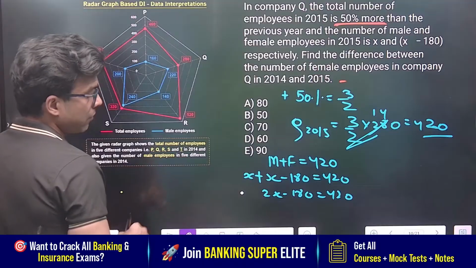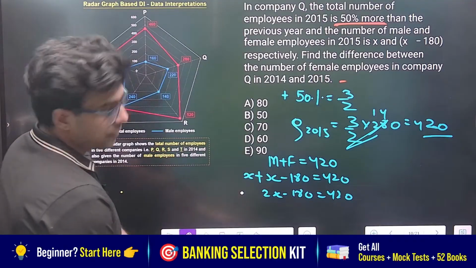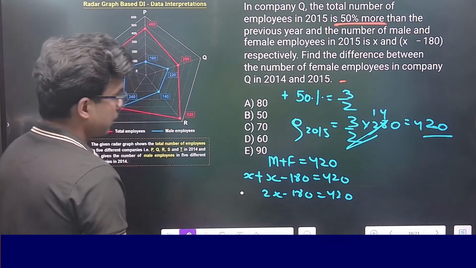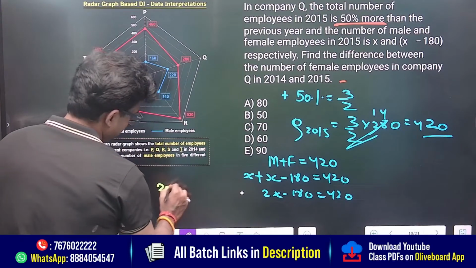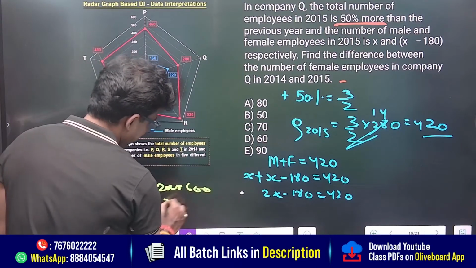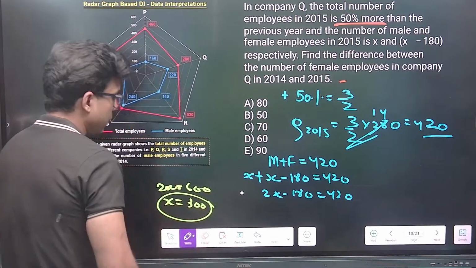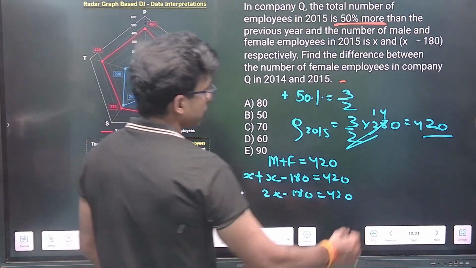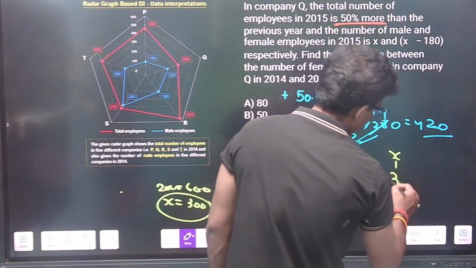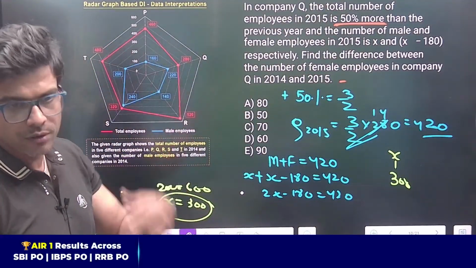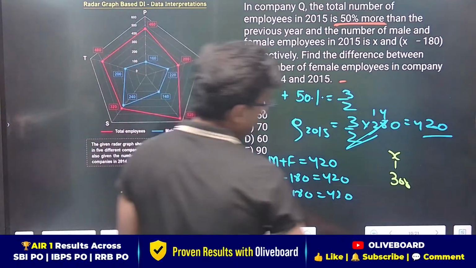Now this would be how much? 60 and 3, so basically this would be 600. 2x equals 600, x equals 300, right? Now if x is 300, now you got it. If your x is 300, the other is x minus 180, which means the remaining would be 120.